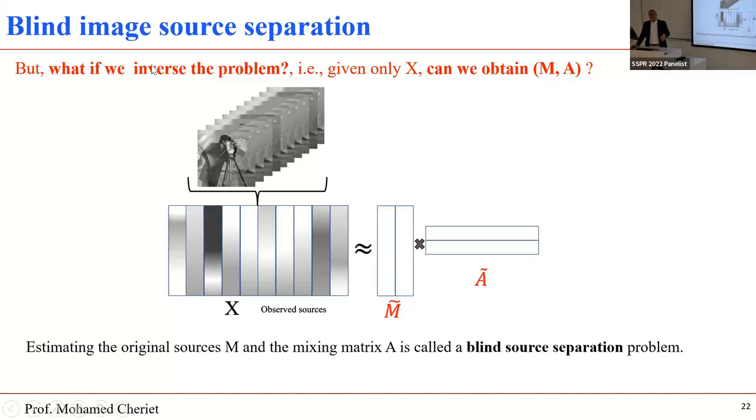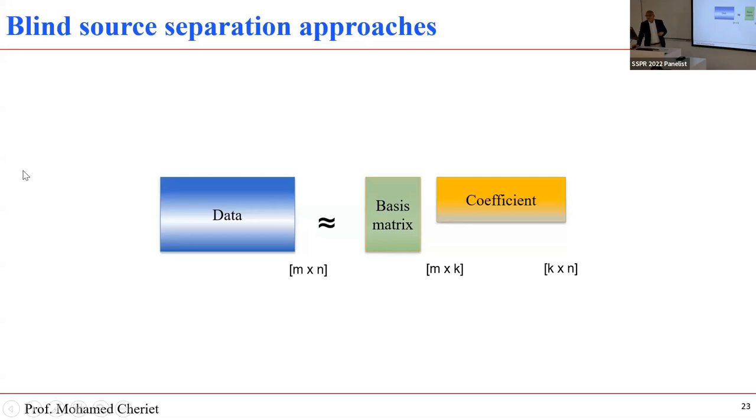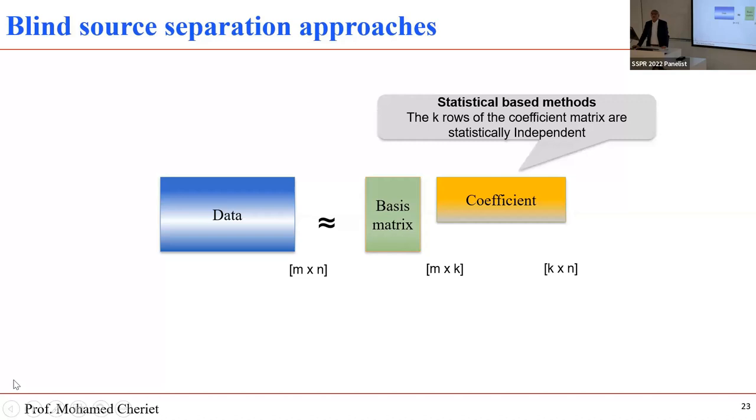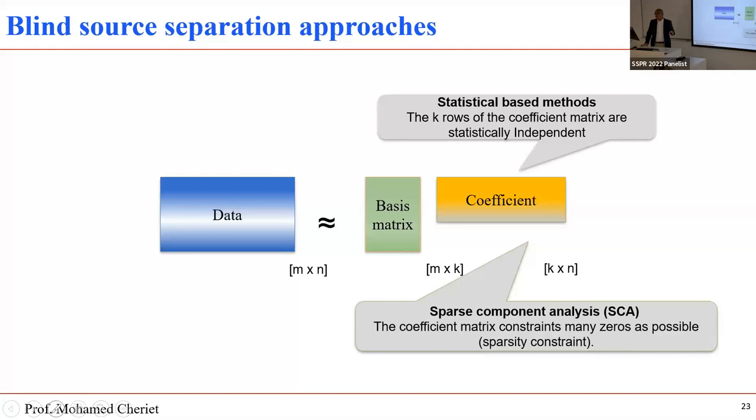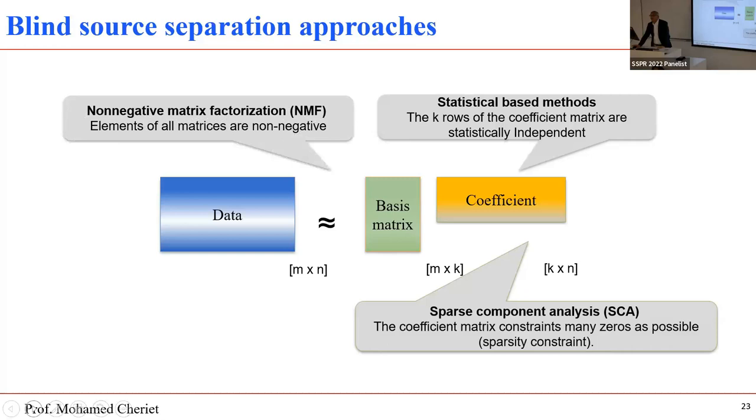So the idea of blind source separation is: data, M by N, which is the size of your data, and you can have two low rank matrices, the basis, and the coefficients with rank K. And this is all about blind source separation. What are the theories that are proposed to solve this problem? You have three theories. You have statistical based methods, where the K rows of the coefficient matrix are statistically independent. You have sparse component analysis, where the coefficient matrix is forced to be sparse. What does sparse mean? More zeros for efficiency. And then you have the third trend, which is non-negative matrix factorization, NMF, which is of our interest. And we will see why NMF is one of the great trends.